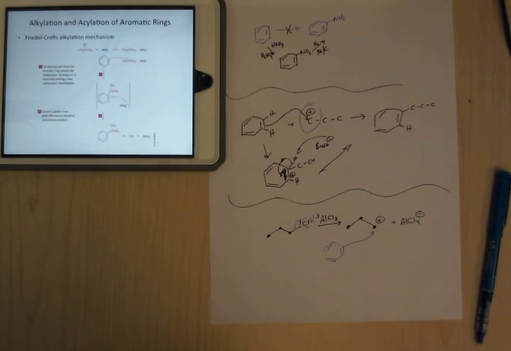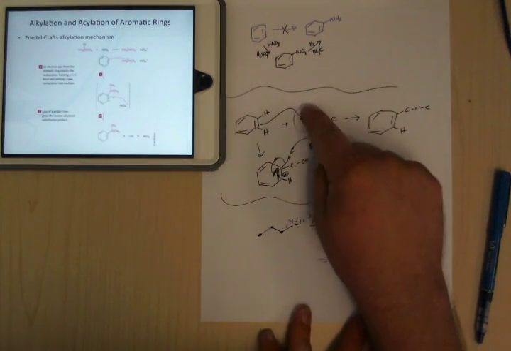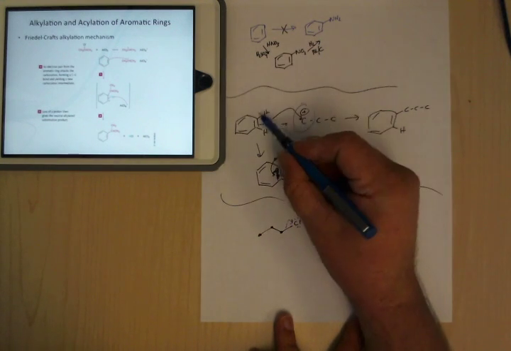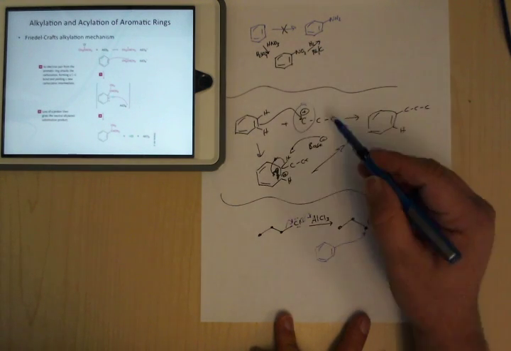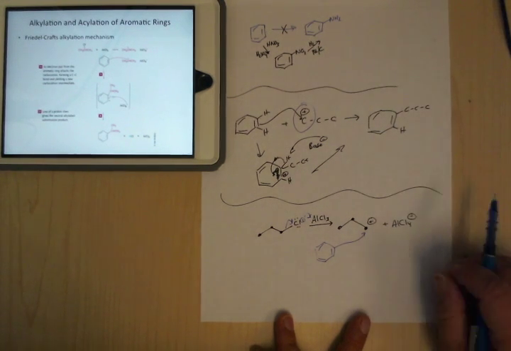Okay, so again, the mechanism. This comes in, you generate a positively charged thing. The benzene attacks it, and then where you added that thing, that hydrogen gets ripped away to reform the benzene, over and over again. Those are the 3 steps.